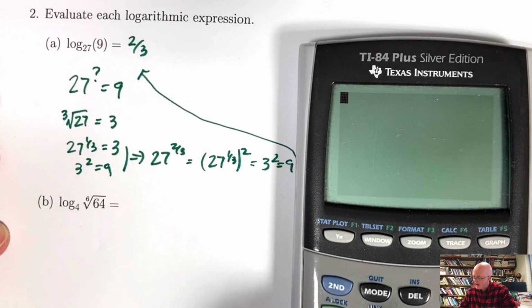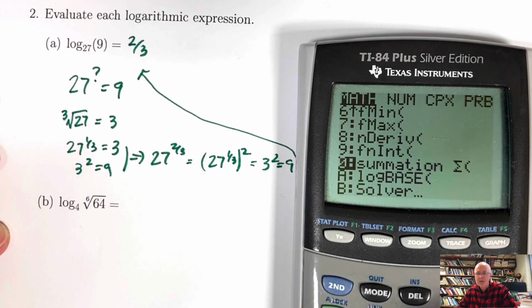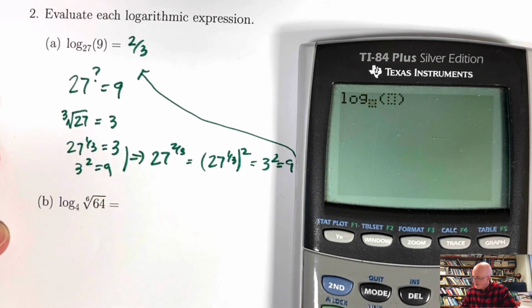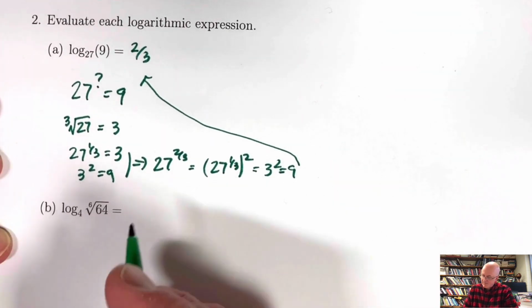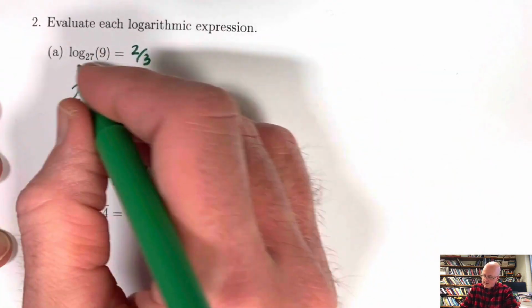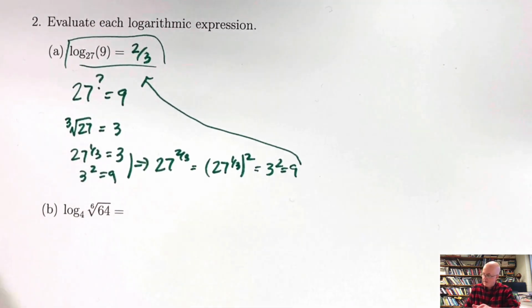If I go to my math menu here and go to log base 27 of 9, if you're not feeling very certain about the answer here, we get 0.6 repeating, a decimal approximation to 2/3. Okay? So that is the answer for this. But you should be able to figure it out without a calculator. Let's look at part B.